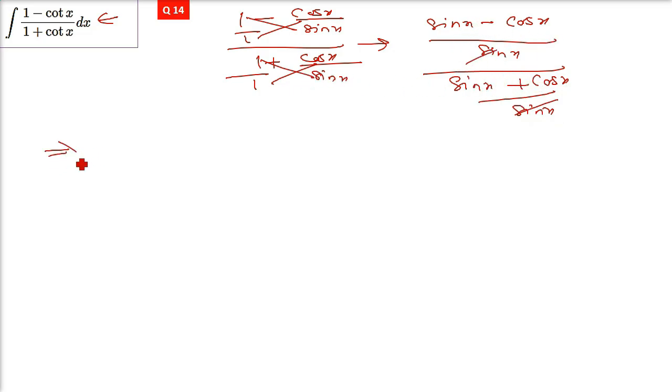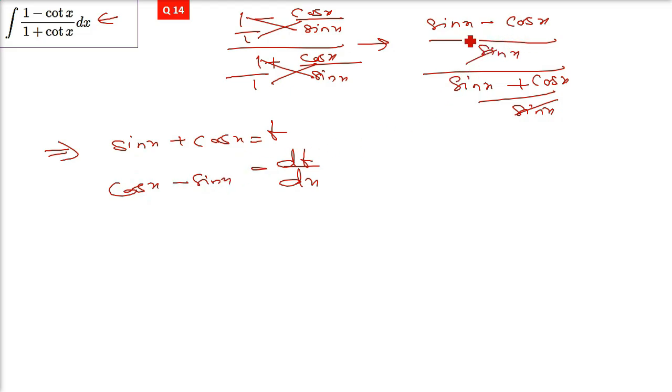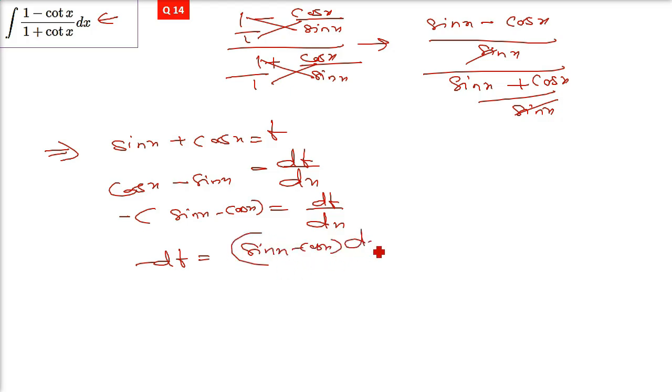Okay, can you decipher something? See, this sin x plus cos x, if you put it as t, then dt by dx will give you cos x minus sin x. But you have sin x minus cos x in the numerator, so you ought to get this sin x minus cos x from there. So let us take a negative outside. You can make it sin x minus cos x with a negative sign outside, dt by dx is here. Now this negative goes on one side and dx goes here. That is, negative dt is nothing but (sin x minus cos x) dx.